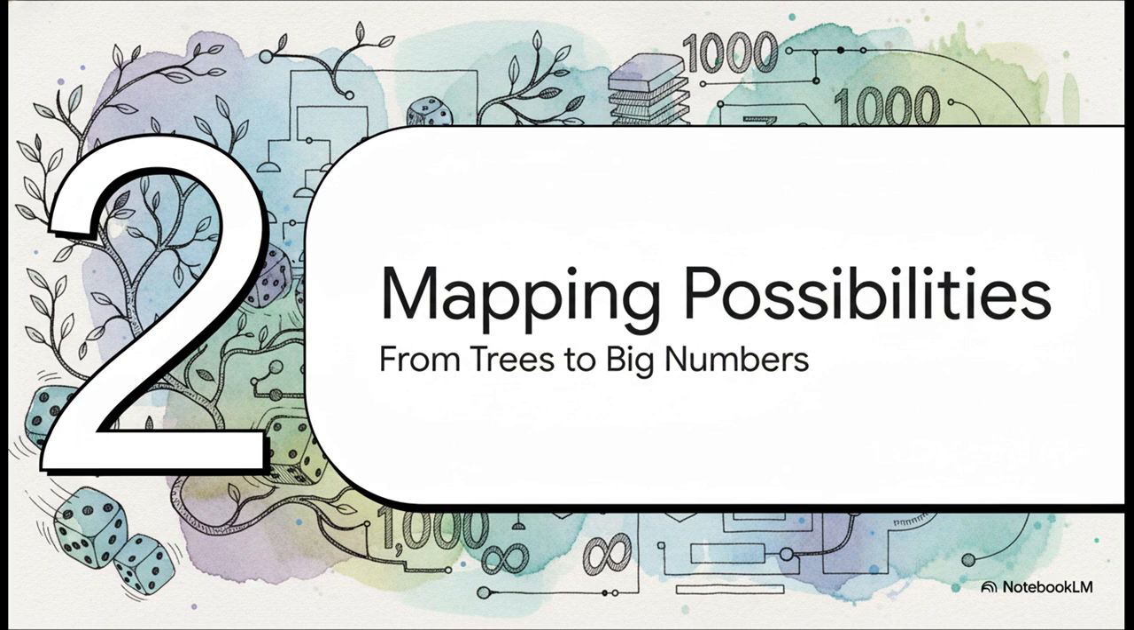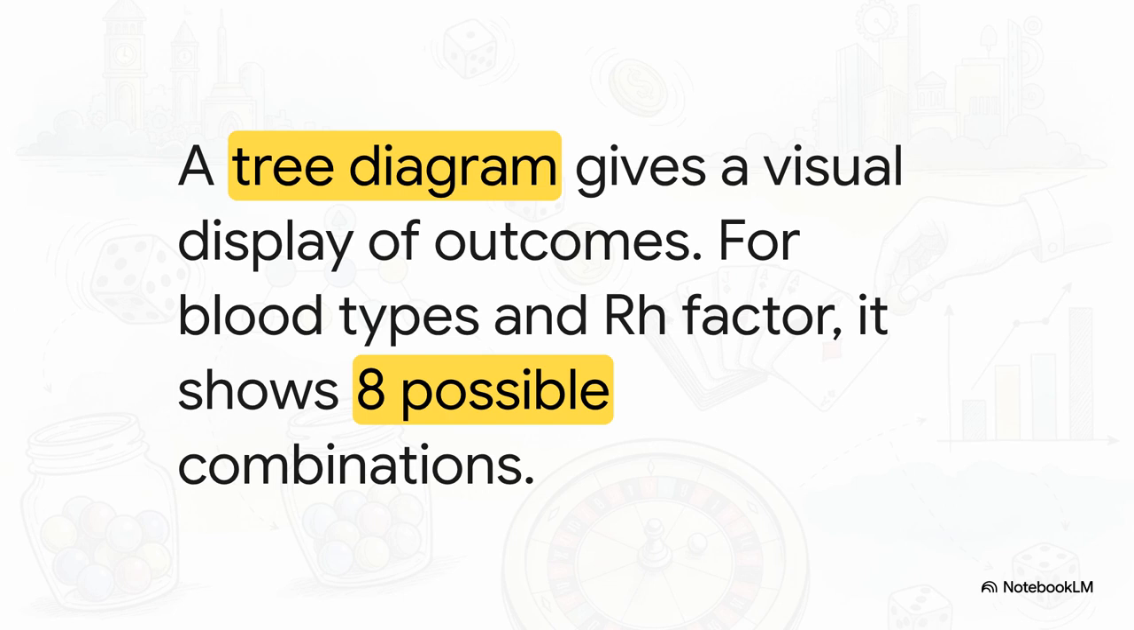So we've got the language down. But what happens when things get way more complicated than just a single die roll? We need a way to map out all the possibilities, especially when the numbers get huge. A really great tool for this is something called a tree diagram.